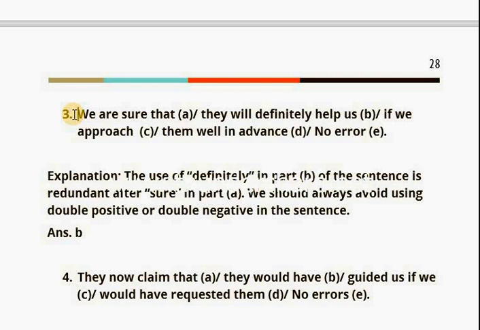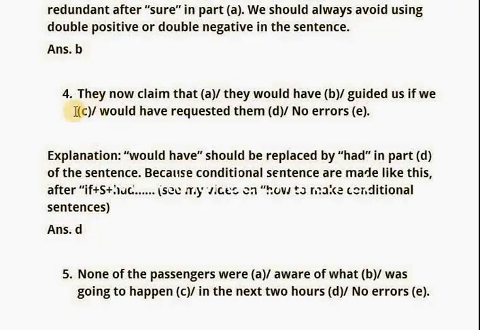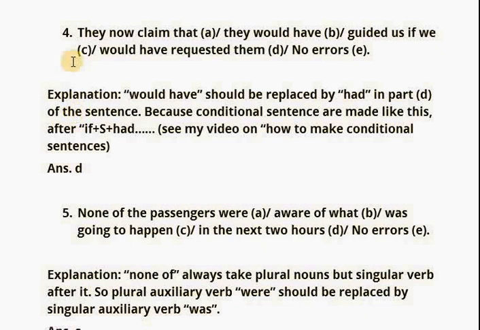We can reframe the sentence after removing definitely: we are sure that they will help us if we approach them well in advance. You can see the explanation as well. The use of definitely in part B of the sentence is redundant after sure in part A. We should always avoid using double positive or double negative in a sentence. Your answer is B. Let's move on to question number 4.